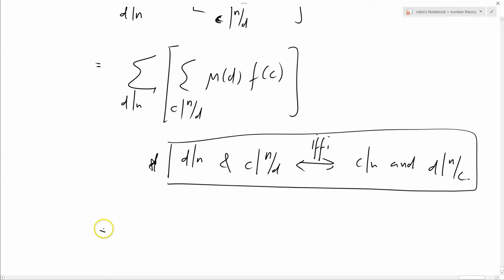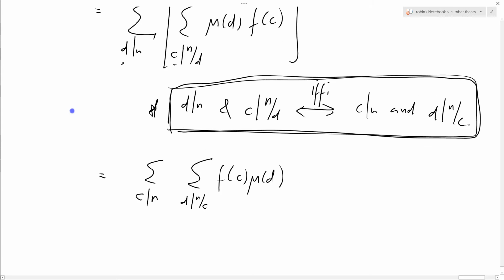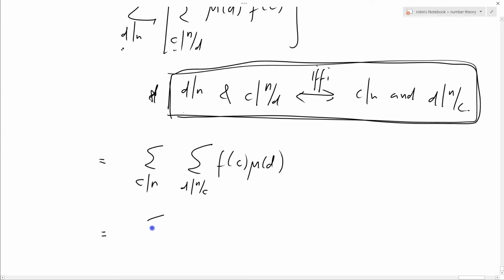Okay, there's a nice little intermediate result that we're going to use to process this formula here. So what does this equal? This equals sigma over c divides n, sigma d divides n over c, f of c, mu of d. All I've done is taken these two summations, d and c, and I've used this little result here, which is straightforward. Okay, well, let's have a look at that. That's equal to sigma over c divides n of f of c, sigma d divides n over c, mu of d.